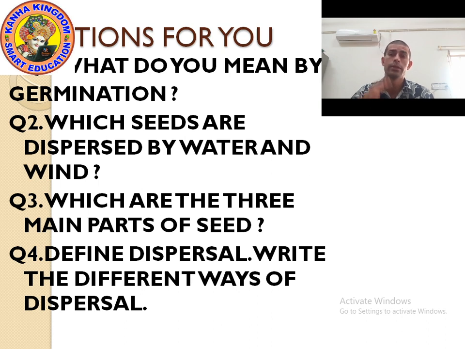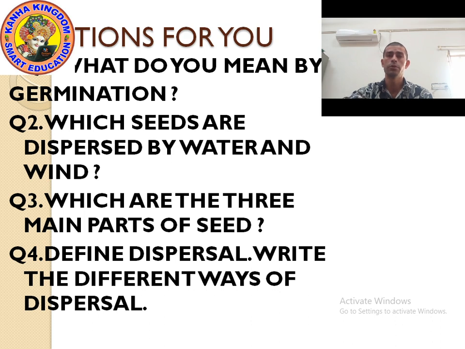Okay, last question, question number 4. Define dispersal. Write the different ways of dispersal. So what is dispersal? The process by which seeds are scattered away from the mother plant is called dispersal.